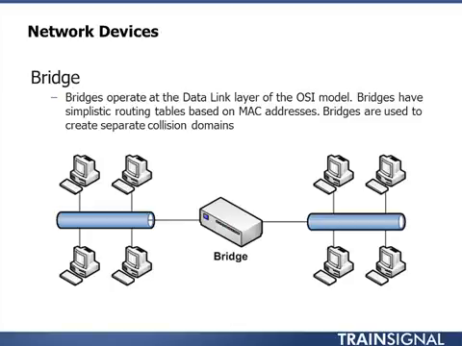So that's why we say it's a very simplistic routing table that just bases it off of, I know about the computers on the left side, I know about the computers on the right side, and I will just pass information through to the other side as a whole when necessary. And by the way, if there is a broadcast, it will pass that broadcast through.